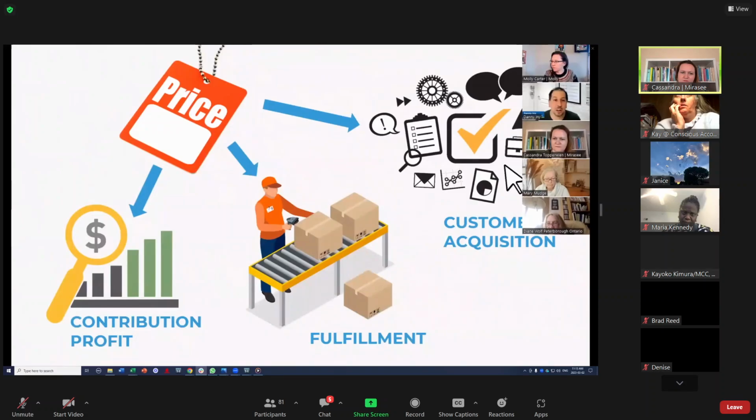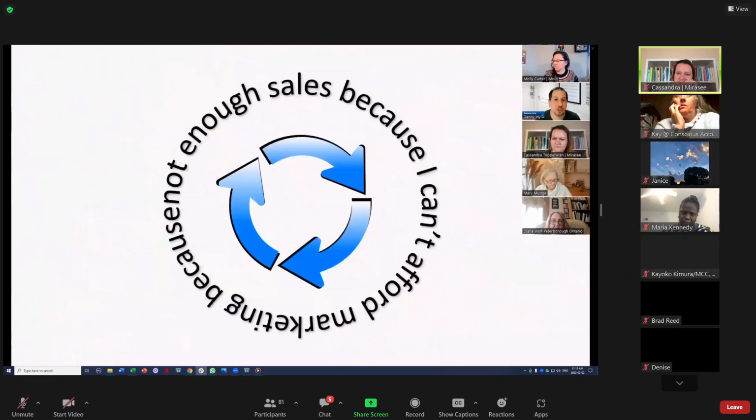What this means is that if you aren't charging enough to be able to comfortably acquire a customer, you're going to be caught in this perpetual catch-22 cycle of not enough sales because I can't afford marketing, because not enough sales because I can't afford marketing. And this is the cycle that a lot of entrepreneurs find themselves in.